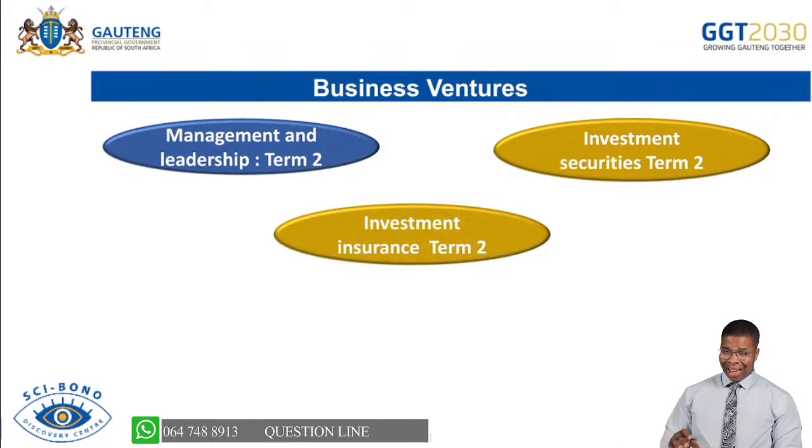So we are then covered when it comes to business ventures paper 2, and we'll look into activities and look into typical questions that can be assessed.